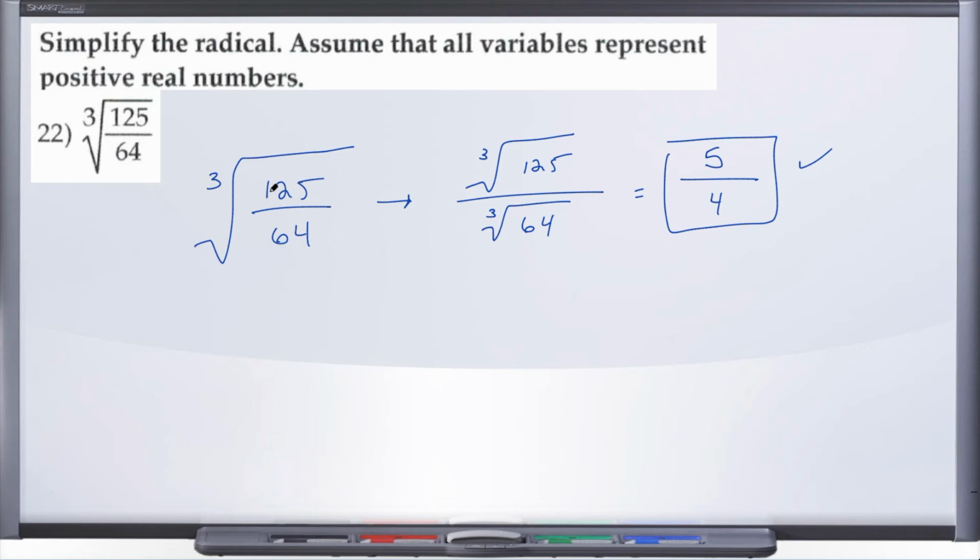Would you have arrived at the same answer if you dealt with it as just a single radical? Absolutely. You would end up with, well, what is the cube root of 125? 5. Cube root of 64? 4. And so there you have it.